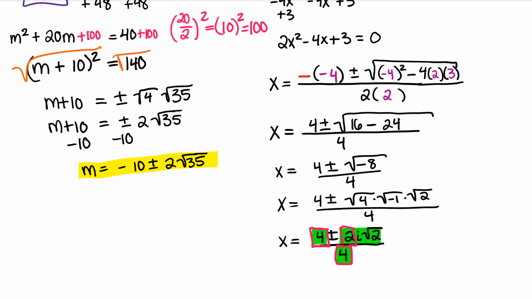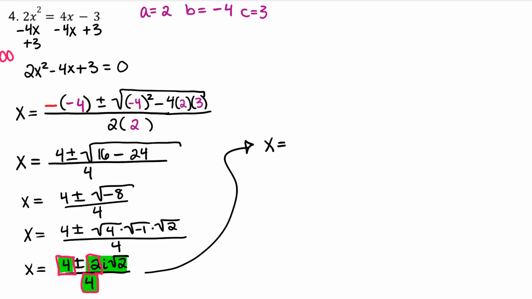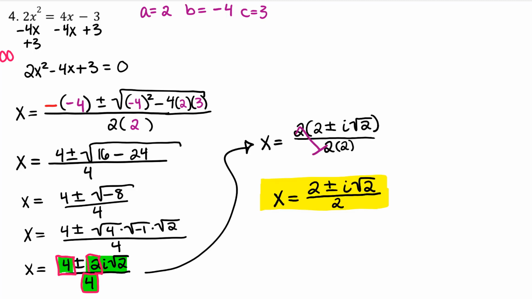And our last step is to reduce if possible. Do these three terms have a common factor? Yes, 2 goes into 4 and 2. So go ahead and divide each term by 2 or factor out a 2 and reduce. And now your answer is fully reduced. If you do not reduce, you will not get full credit.